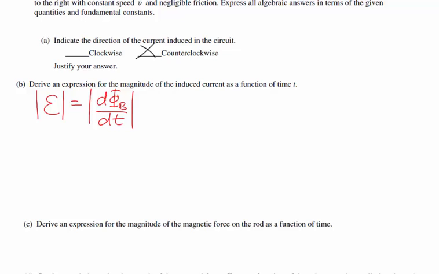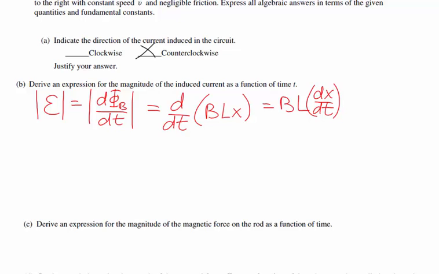Faraday's law on the AP formula sheet says that the induced EMF equals negative the derivative of magnetic flux with respect to time. That negative sign just means that it's trying to cancel out the changing flux. And so here we've already determined what direction the current flows, and so now all we're interested in is how large the induced EMF is. So if we substitute in our magnetic flux, B times L times x, if we take the derivative of that, B and L are constant, so this becomes B times L times dx/dt. And dx/dt is the velocity of the rod, so this becomes B times L times v.